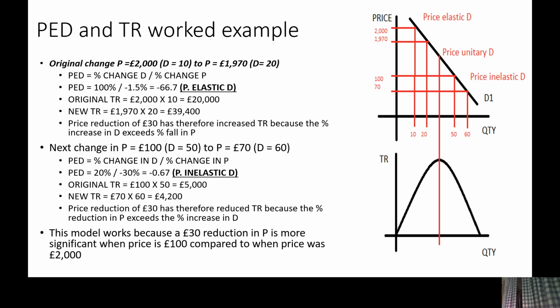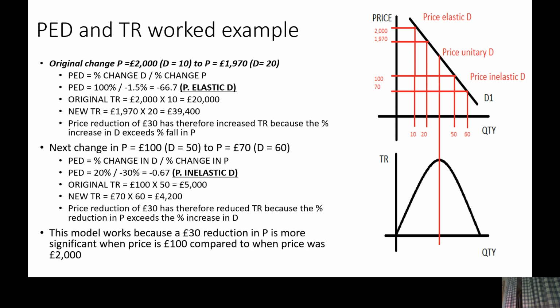Now look at the price elastic part of the demand curve first of all. When we charge a really, really high price for a product, let's say £2,000, demand will be very, very low. So you can see here demand is only 10. When the firm lowers the price to £1,970, that's only a very, very small percentage reduction in price. But look what happens. Demand doubles. It only grows by 10, but 10 to 20 is a doubling in demand. So we can see here the change in price is less than the change in demand.